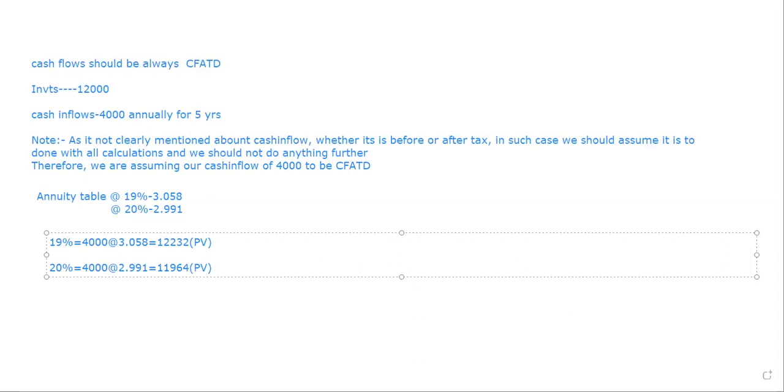So my investment is 12,000. That means we got one present value to be positive and the second present value to be negative. How? If you want, you check it out. So here I said this is my present value. Now I'm going to deduct it with my investment.